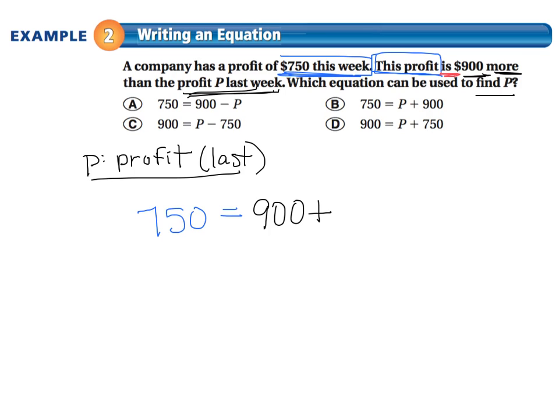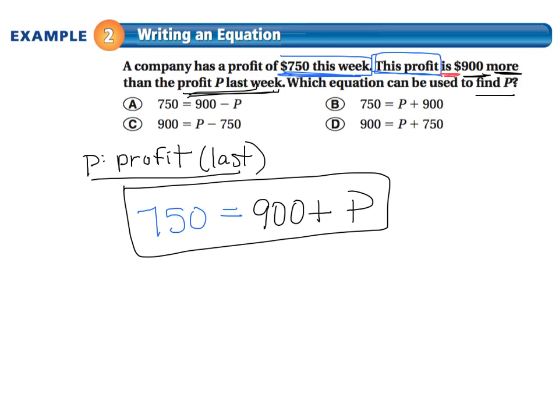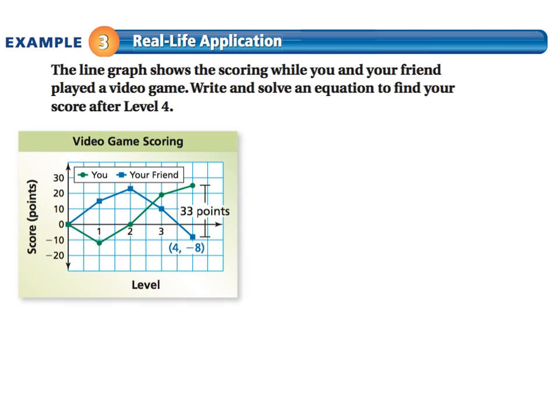We just said last week was P. So my equation would look like this: $750 equals 900 plus P. So the correct answer would be which one? It would be B.